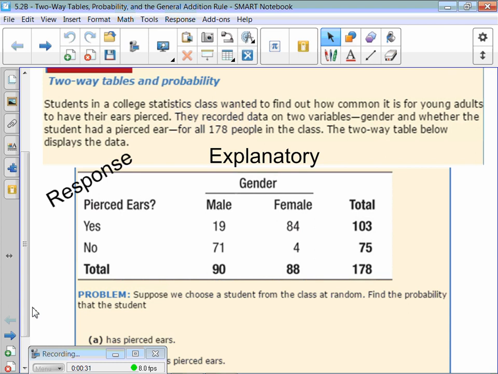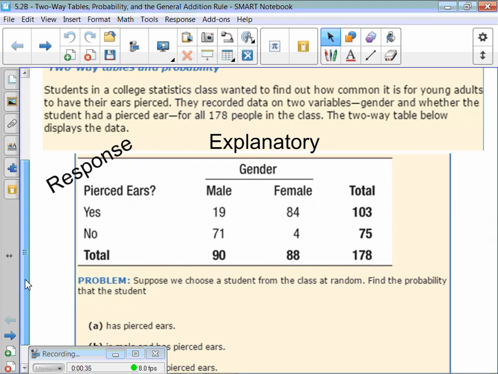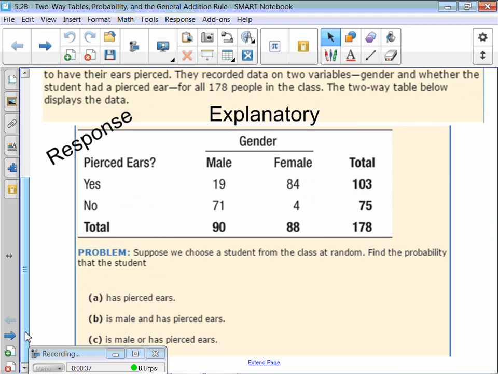So the explanatory variable in this one is gender, and the response variable is pierced ears. They filled out the table for you. Sometimes, you guys, they don't do the addition part, so just know that all the yeses should add across to the total yeses, whether they have their ears pierced or not. And all the males should add down, the females should add down, so you have a total. So always add if they don't give you that last row or column, okay?